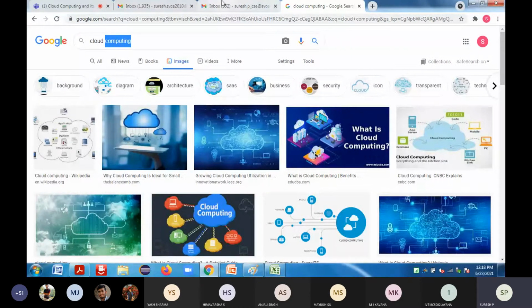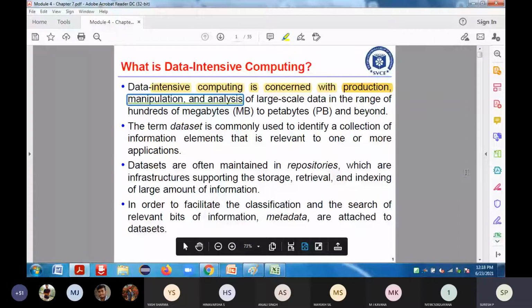So that means you are going to classify and search the relevant bits of information where the metadata are attached to that particular data set. That is how data intensive computing is going to work.